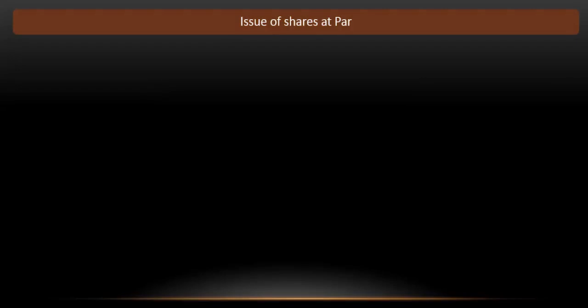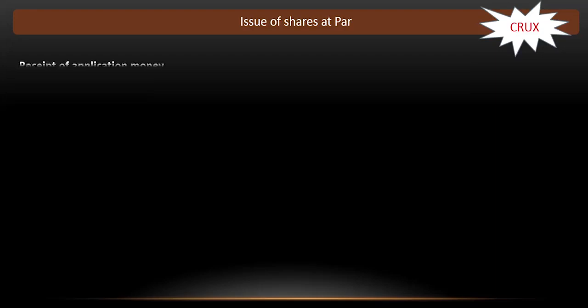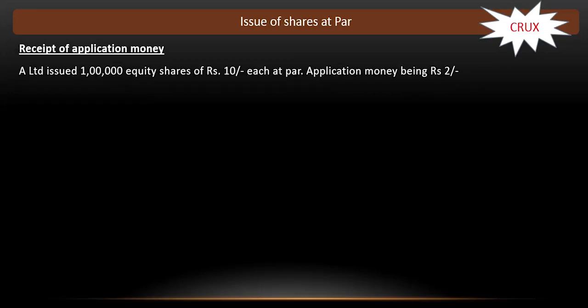Firstly, issue of shares at par. Now this is a crux, meaning this is a standard format which you can use to solve problems based on this type of adjustments. The first stage in any issue of shares would be receipt of application money. In this example, a limited company issued 1 lakh equity shares of rupees 10 each at par. Application money being rupees 2.